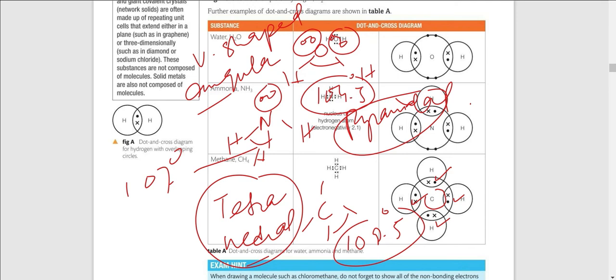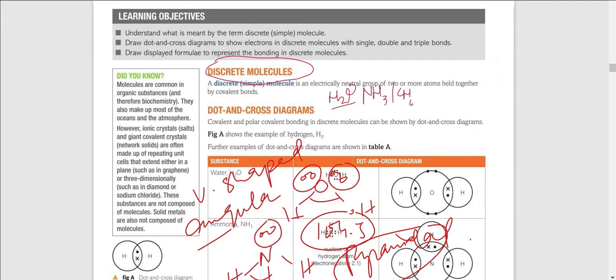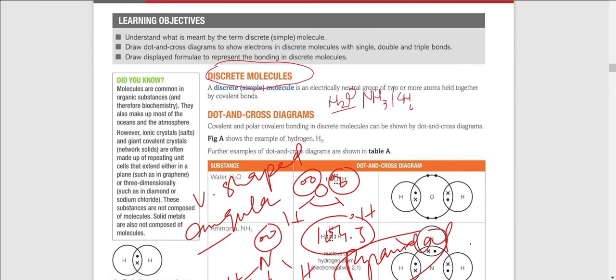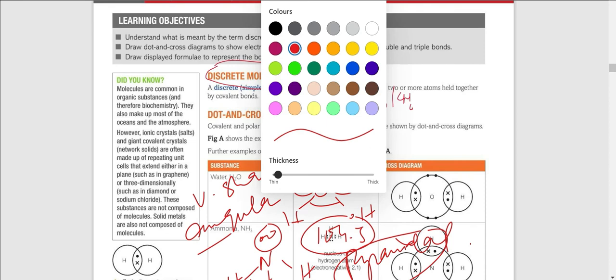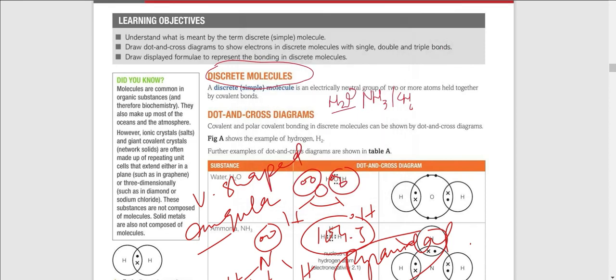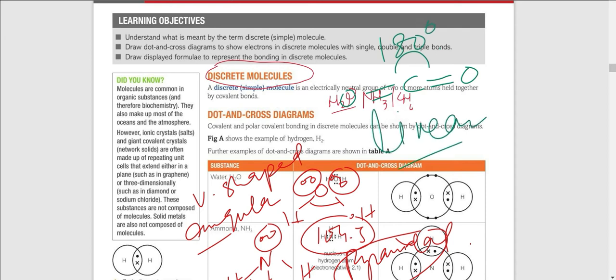One more structure which I want to draw for you is carbon dioxide. Carbon dioxide, let me change the color. Carbon dioxide, carbon is in the center. There is a double bond with oxygen, another double bond with oxygen. So 180 bond angle is there. It's a linear structure. Okay? Are we clear till this point?